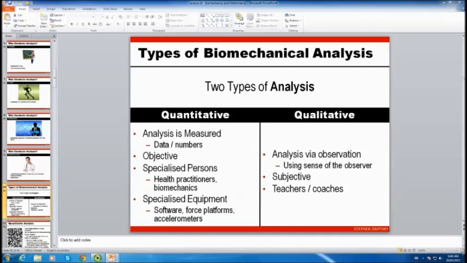So the one on the left, the quantitative, is numbers, it's measured, it is what it is. The one on the right is quality, subjective, based on personal assessment. Both of them have their advantage. Let's talk about quantitative first. Let's talk about the numbers.